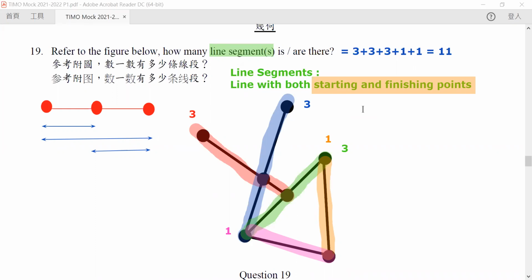Now again, please notice that a line segment means a line with both a starting point and a finishing point. If they have different starting points or different finishing points, they are considered different line segments, even if they are in the same direction, even if they are on the same line. Okay. So let's go to our question 20. Question 20.